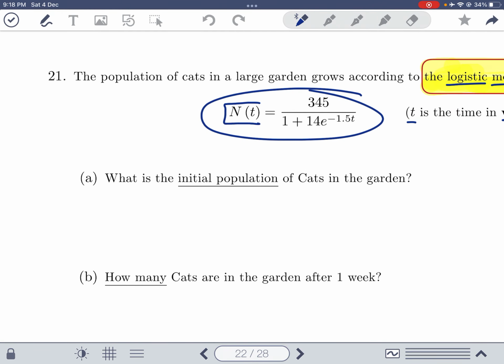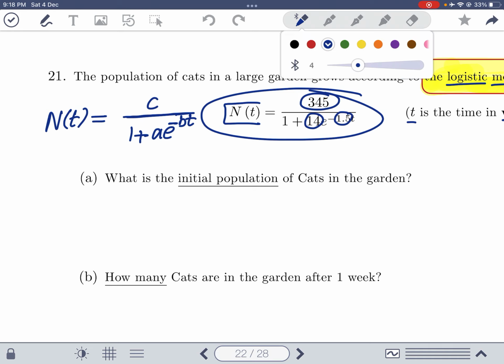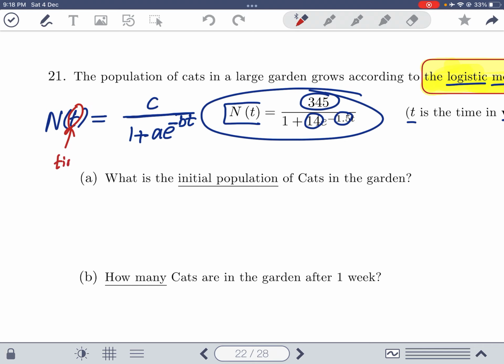Instead of looking at n of t here with numbers, we notice those three numbers. In general, they change from question to question. What you get is a function like this: constant over 1 plus constant e to the negative constant t. So there are three constants here, and t is the variable, time. So usually, for questions like this, t is the time, and n is the number or the population, if you'd like, depending on the question, of course.